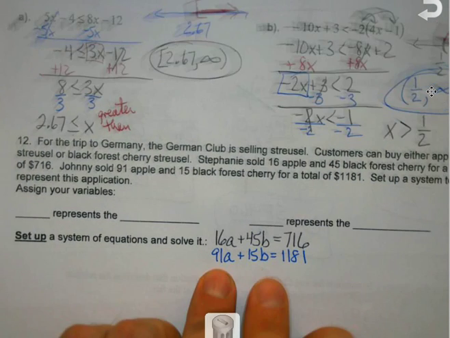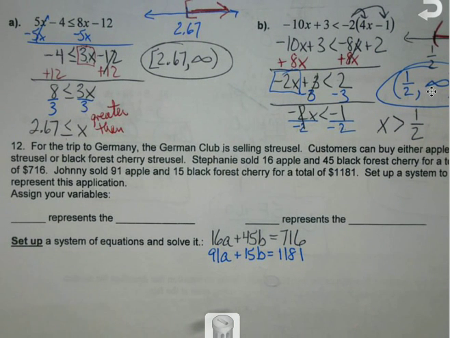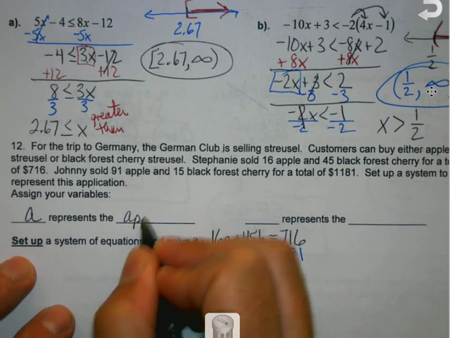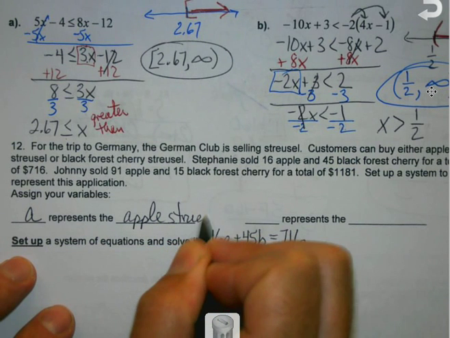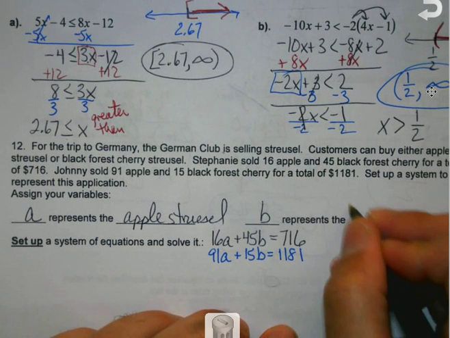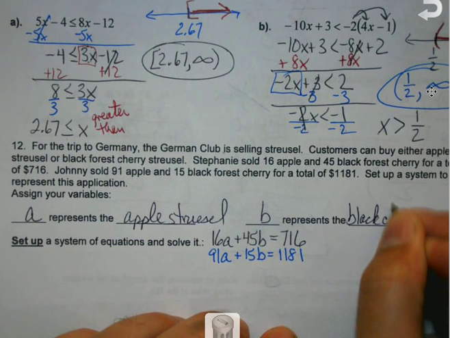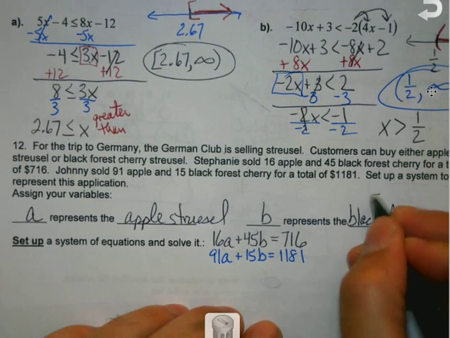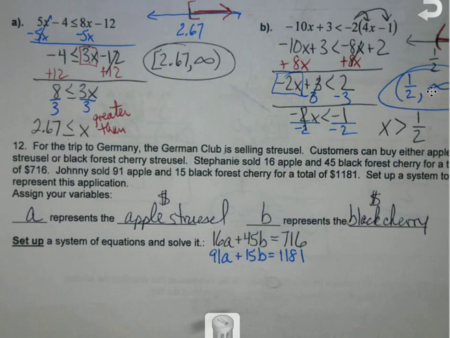Johnny sold 91 apple and 15 Black Forest cherry for a total of $1181. Okay, set up a system. We did. Assign our variables. Now, I just chose A and B because I just took the first letter of everything. So A is my apple streusel, which I think I spelled wrong. Yeah, I did. Good job, me. And B represents the black cherry. And actually on both of these, it represents how much they cost. Because they told us the number of them.